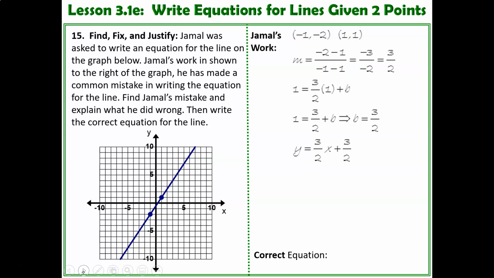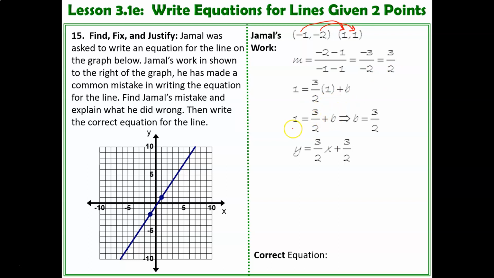All right, well, let's check his points. He took points 1, 1 and negative 1, negative 2. So the points are right. Let's see what he did. He did negative 2 minus 1, negative 1 minus 1. So we have negative 3 over negative 2, which is 3/2. That's correct. Now he used the point 1, 1.